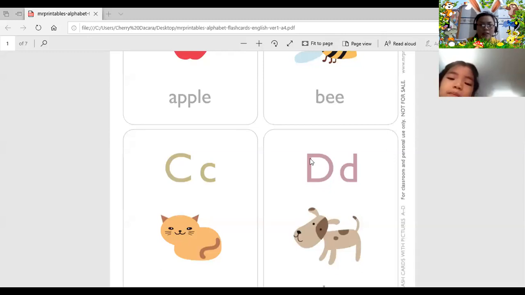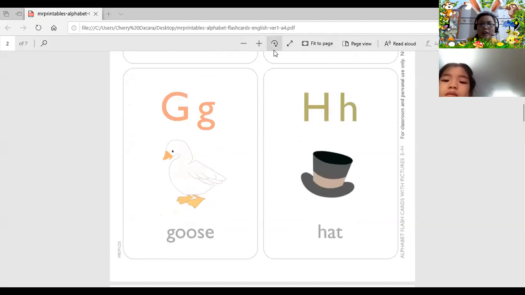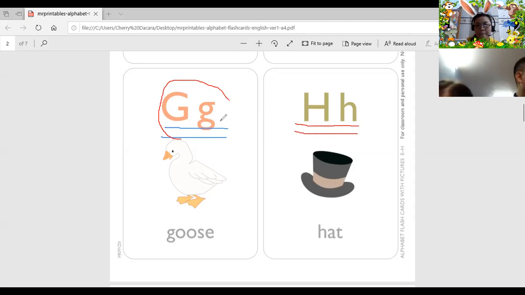Okay, now let's go back here. Okay, Bong. We have letter F. Now let's have this letter. Okay, this is letter G. Okay, letter G. Letter G. Okay, very nice, Bong. This is letter H. Okay, very good, Bong. What letter is this, Bong? Letter G. H. Letter G. Okay, letter G.